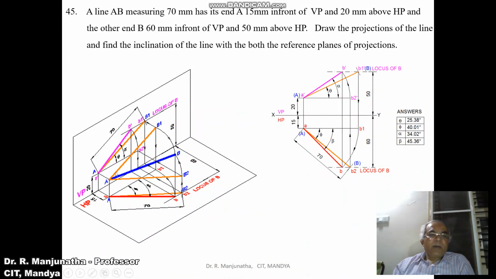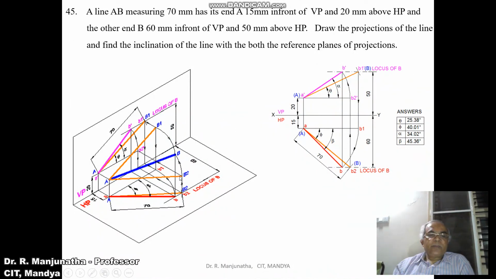Now the line is parallel to VP. When you look from the top view, the two endpoints A and B1 are both equidistant from the vertical plane. So the line is parallel to VP, and you are getting the true length here. And when you look from the front view, these two are both parallel to HP, because A is above HP by 20 mm, and B2 is also above HP by 20 mm.